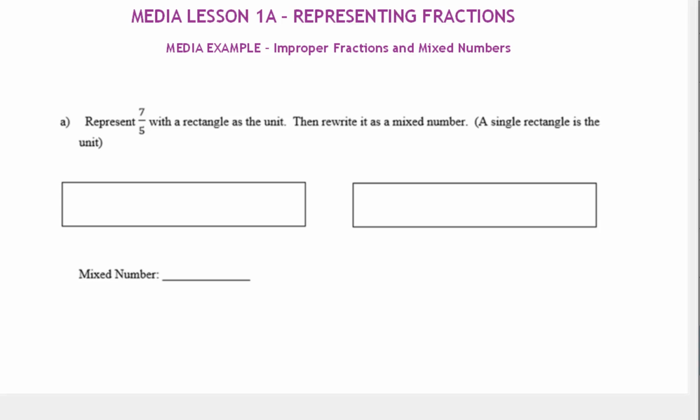In these last 3 videos, we're going to look at connections between improper fractions and mixed numbers. So thus far, we've been dealing with proper fractions and improper fractions. An example of a proper fraction is 3/4. And an example of an improper fraction would be, say, 7/4.